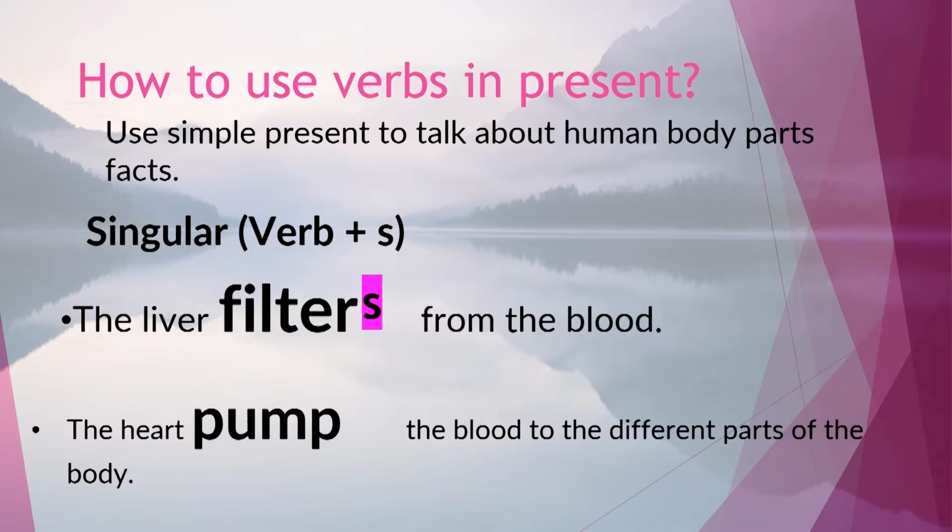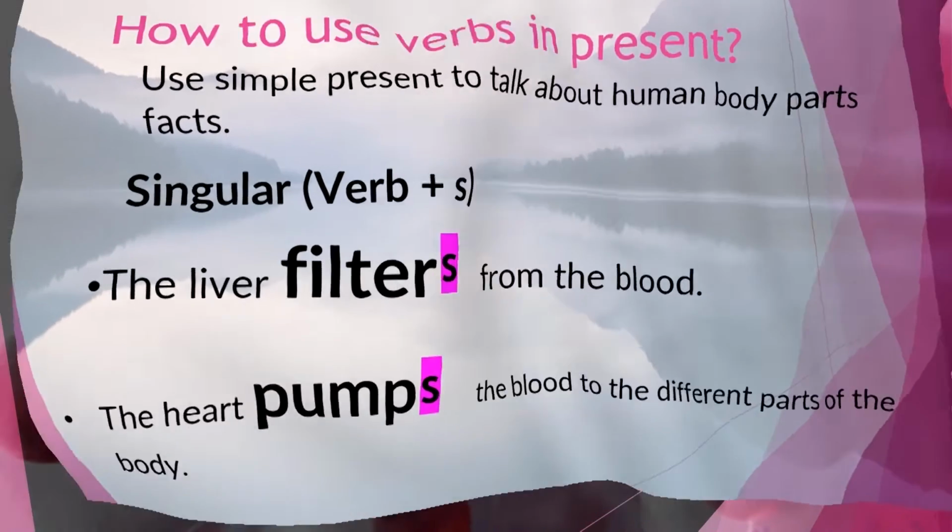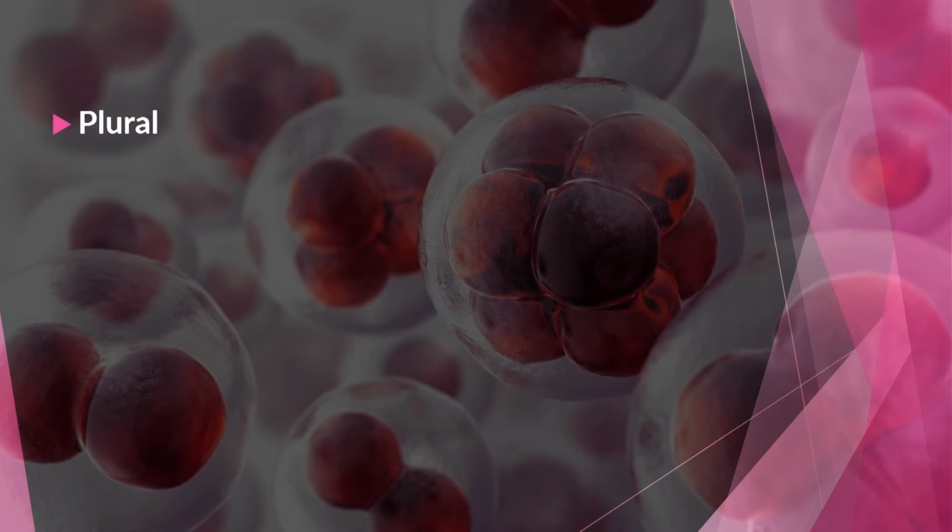In the next sentence, pump is the verb in the main form. So it's necessary to add S. The heart pumps the blood to different parts of the body. So you must use S when it's a third person. When you use the verbs in plural form, the verb is written in the same form. It's not necessary to change, right?